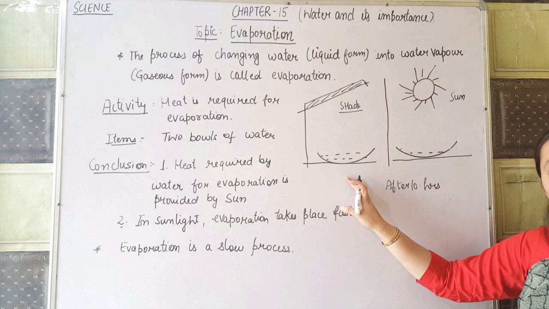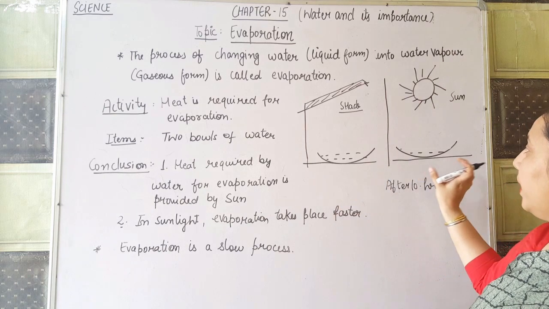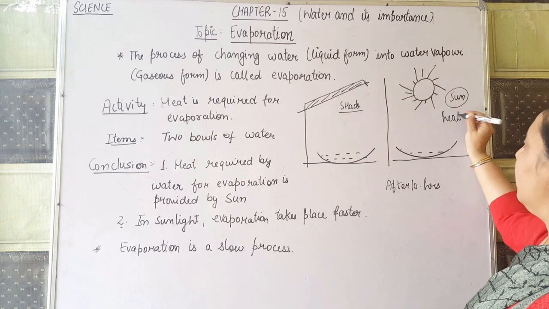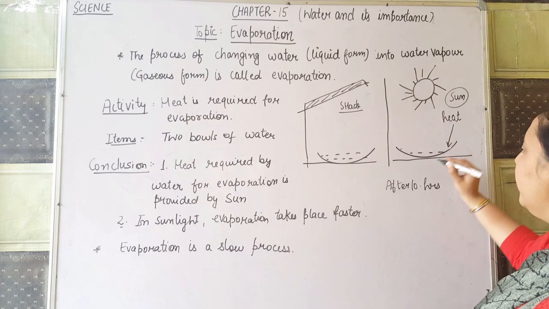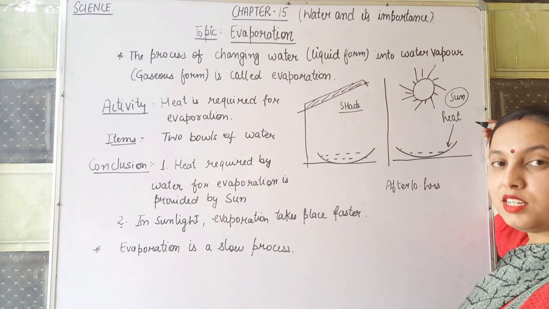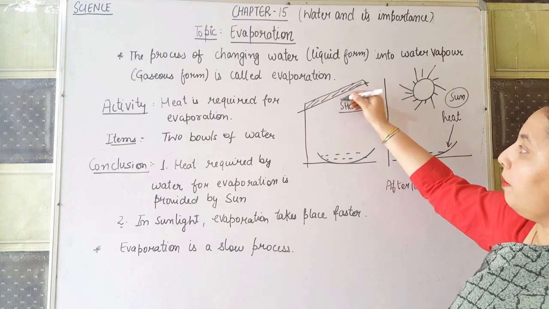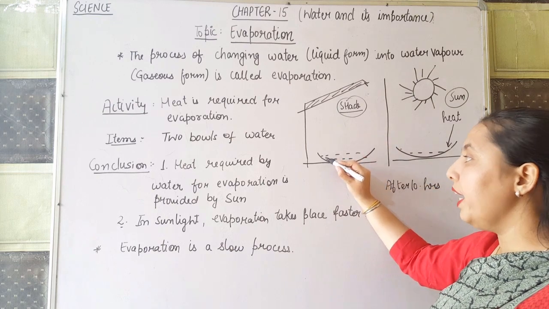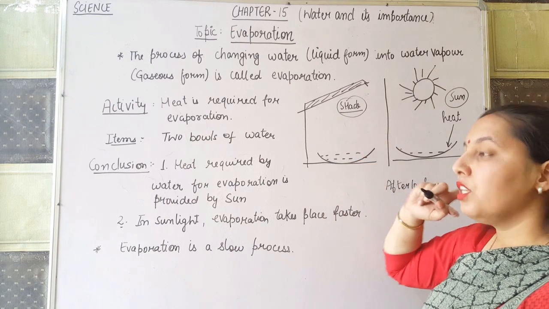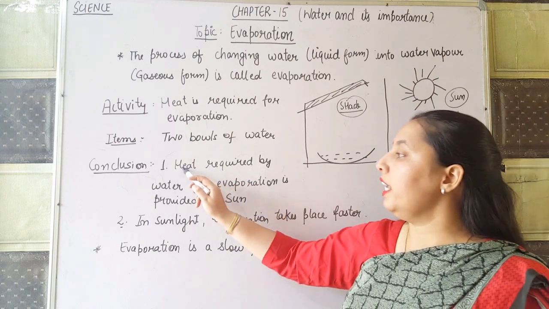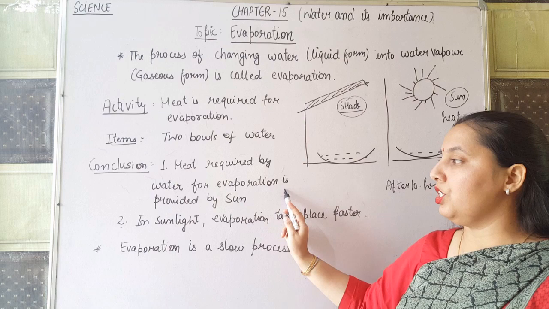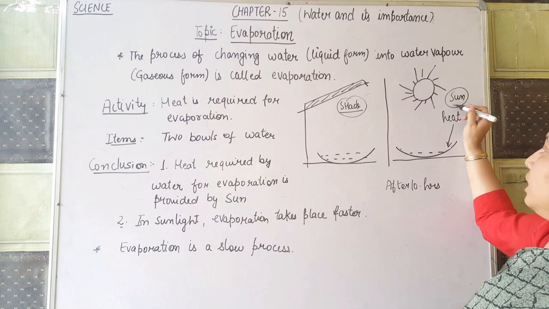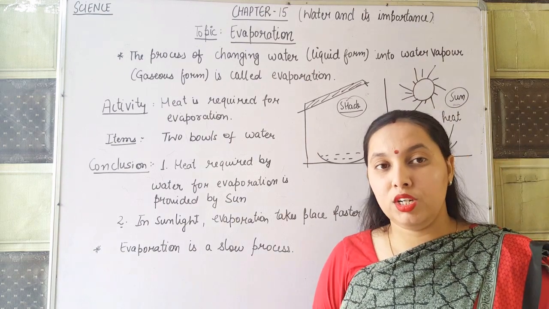So from here, what will you conclude? When the bowl is present in direct sunlight, the sun is providing heat, and when heat is provided to the water, it is changed into vapors. It means evaporation takes place. But in shade, direct sunlight is not there, so the speed of evaporation decreases. So we conclude that the heat required by the water for evaporation is provided by the sun. Who is providing the heat for evaporation? The sun is providing heat for the evaporation.